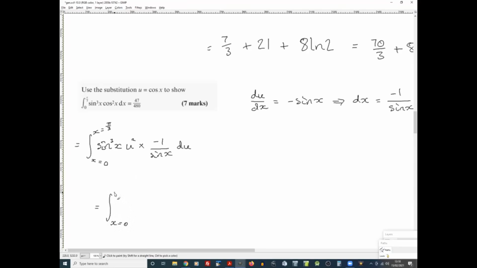times u squared times minus du. Well, you don't want to say minus times minus, do you? Maybe bring the minus sign around the front like that. Or even outside the integral.